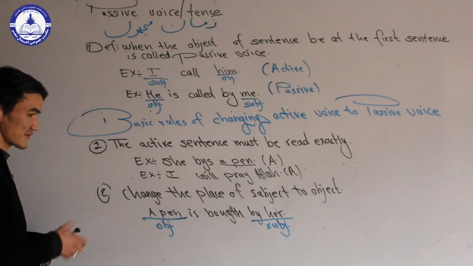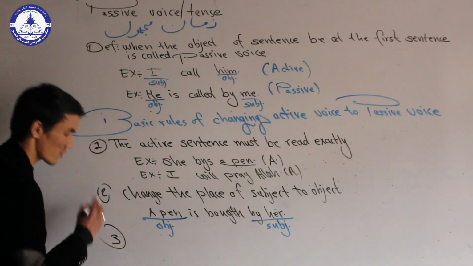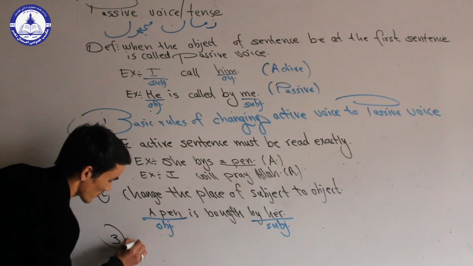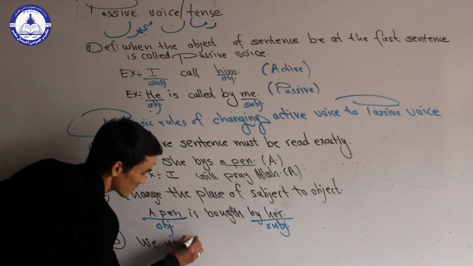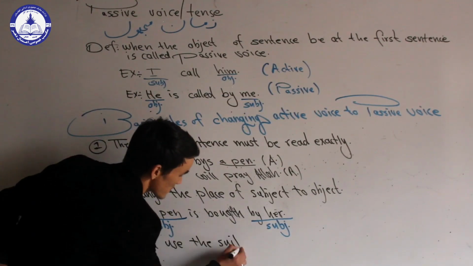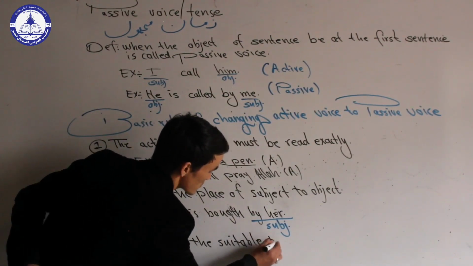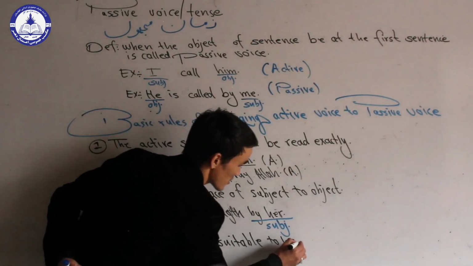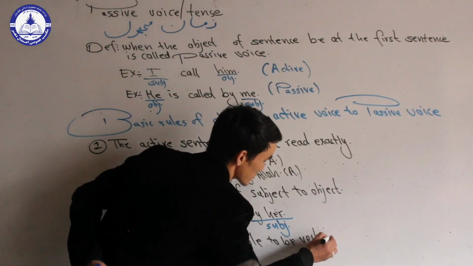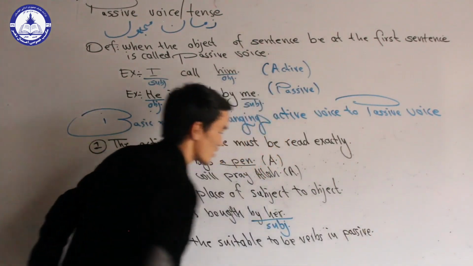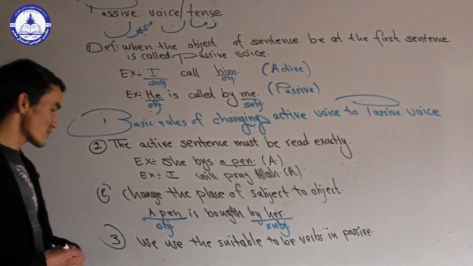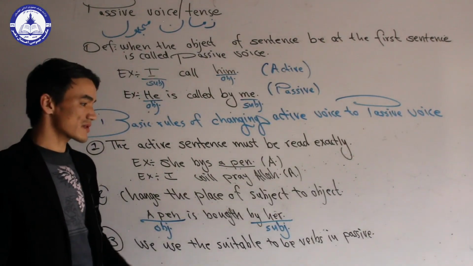The third rule: we use the suitable to be verbs in passive. Remember, guys, we always use suitable to be verbs in passive.